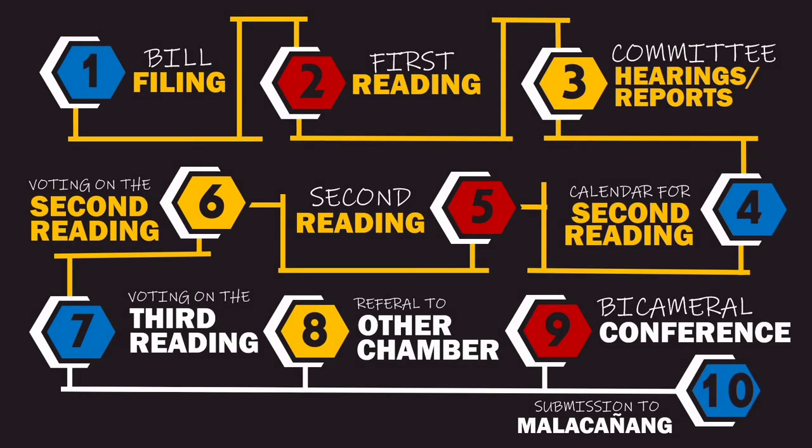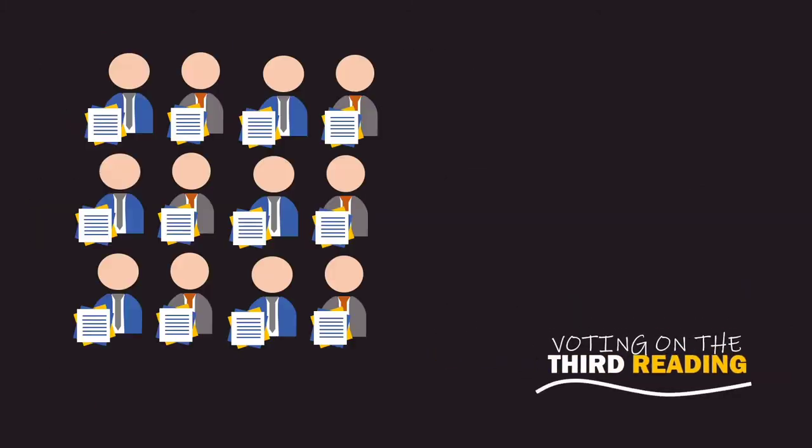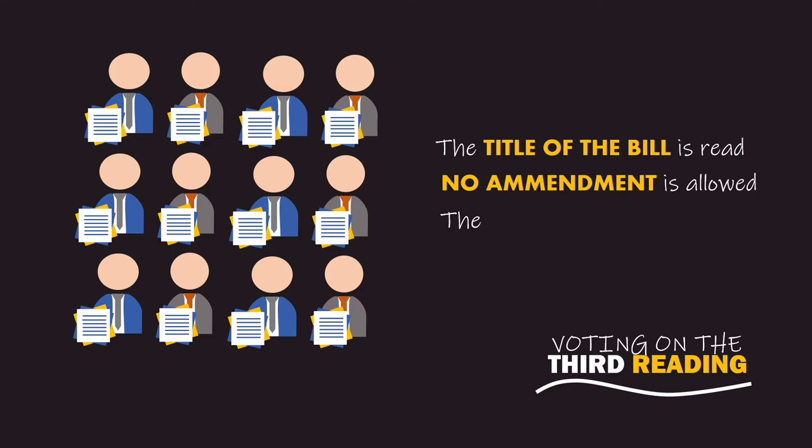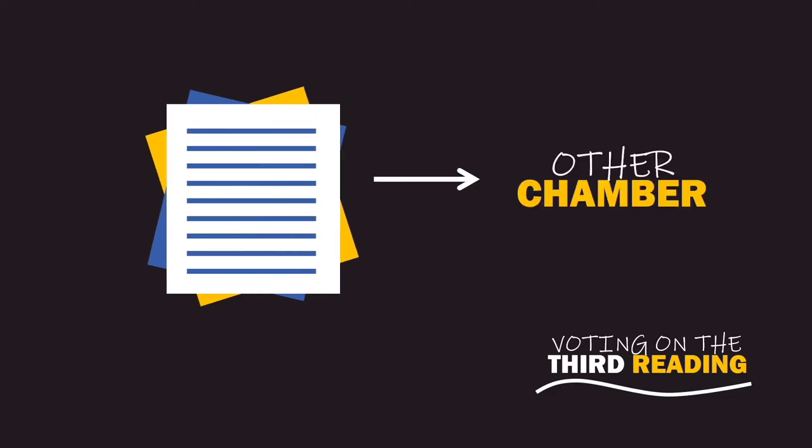Step 7. Voting on the third reading. Printed copies in its final form will be distributed to its members. In this part, the title of the bill is read, no amendment is allowed, and the yeas and nays are entered in the journal. If the bill is approved, it is referred to the other chamber.